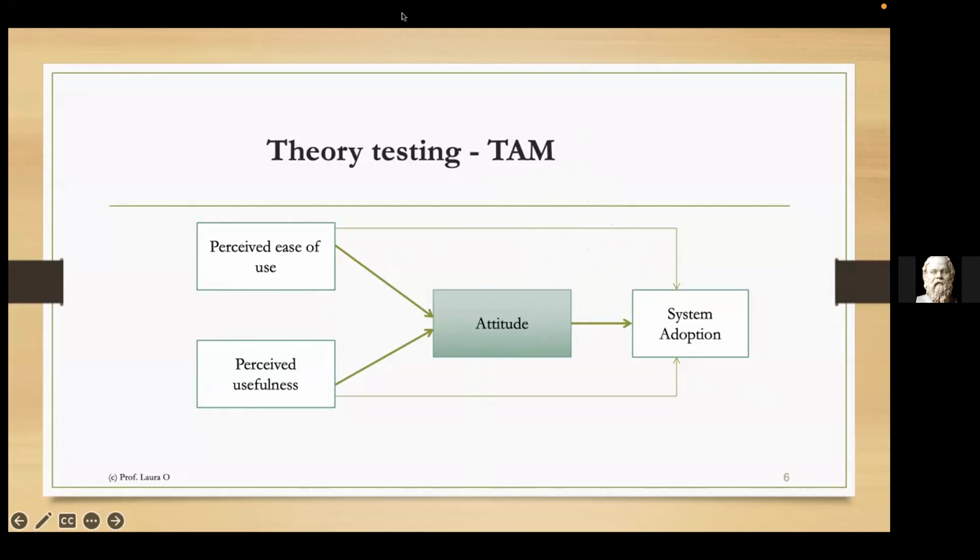There's someone in the background. Can you mute yourself? Unfortunately, I don't have the muting rights.